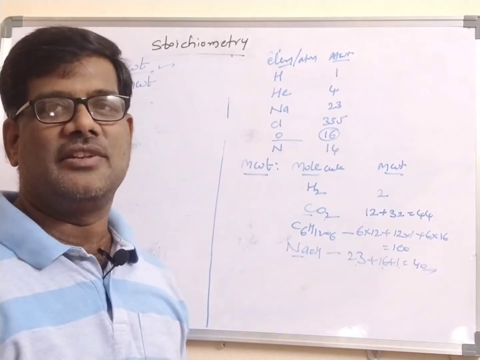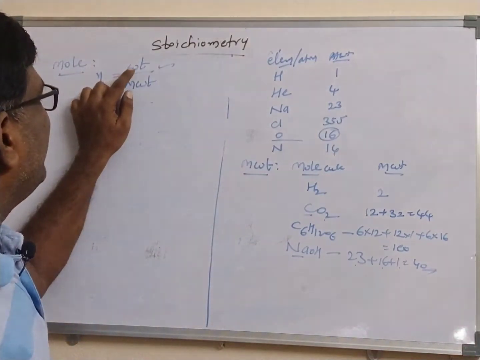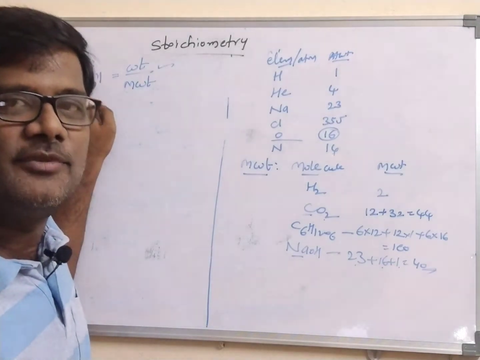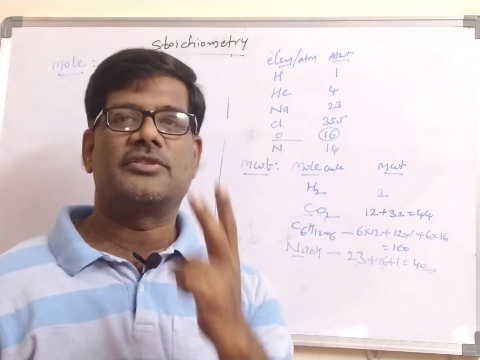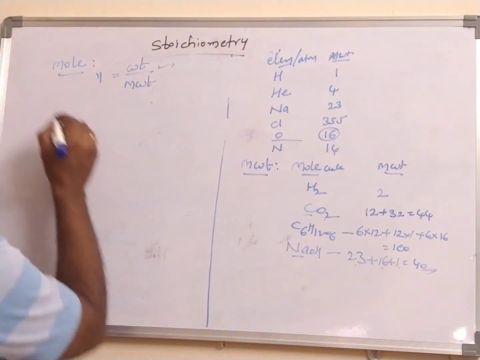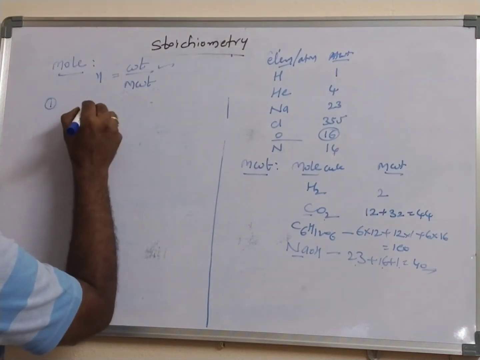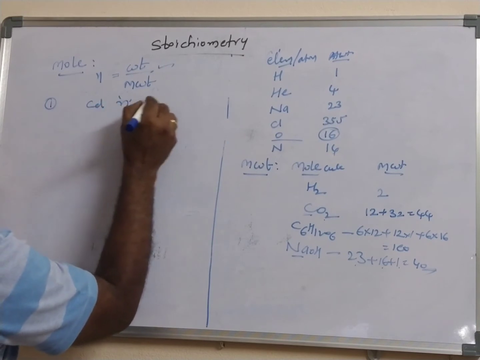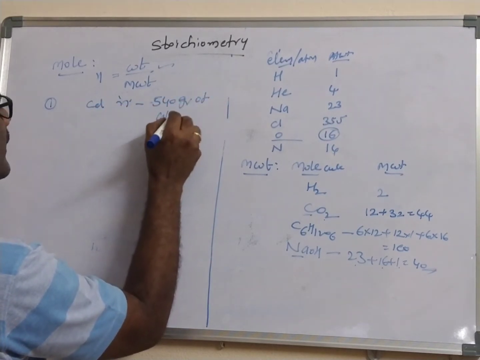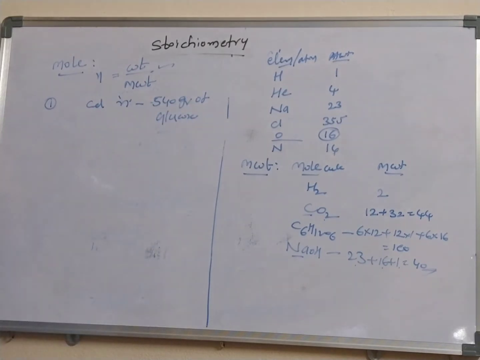In the IB examination, a 2 marks question is given. How many kinds of problems will we get? We will get 2 problems. In the first, weight is given and you are asked to calculate the number of moles. In the second, the number of moles is given and you are asked for the weight. By using this only, you will get the 2 problems. I will give you a simple problem. Number 1: calculate the number of moles present in 540 grams of glucose.